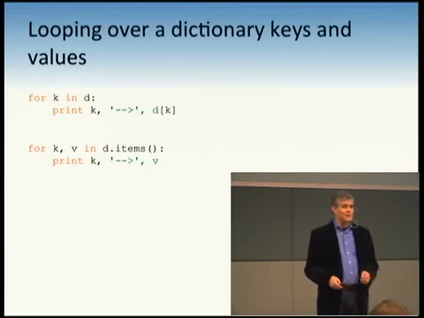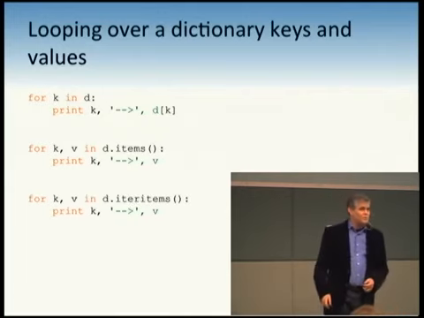Is there a better way? Yep. Because items makes a big, huge list. The better way is iter items. So iter items will return an iterator.